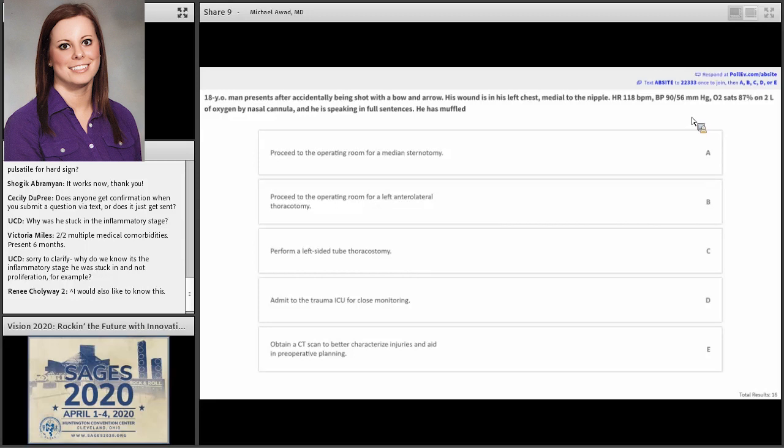A, proceed to the operating room for a median sternotomy. B, proceed to the operating room for a left anterolateral thoracotomy. C, perform a left-sided tube thoracostomy. D, admit to the trauma ICU for close monitoring. Or E, obtain a CT scan to better characterize injuries and aid in preoperative planning.